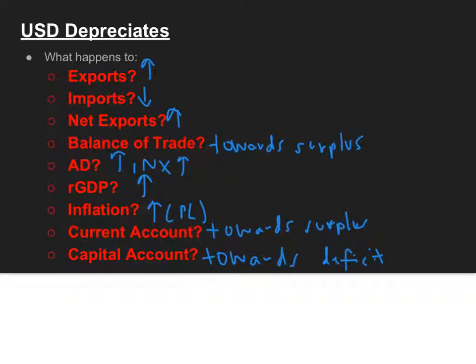Aggregate demand increases because of net exports rising. Because aggregate demand rises, real GDP goes up. Inflation goes up because of price level and the AS-AD model. The current account moves towards a surplus and the capital account moves towards a deficit.